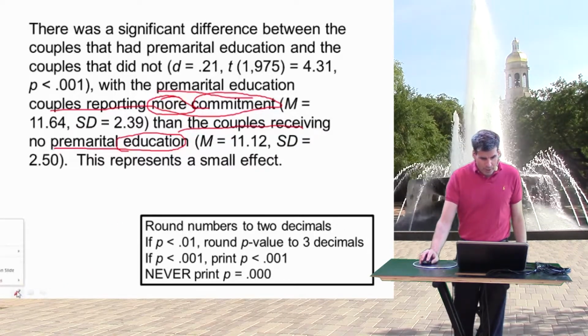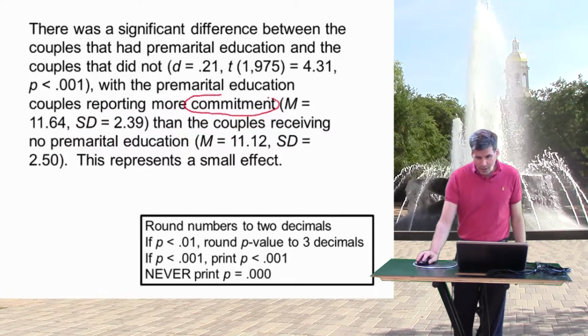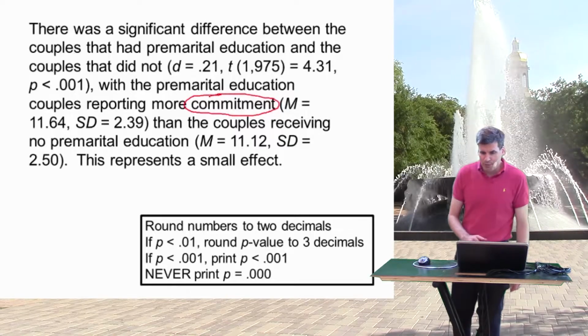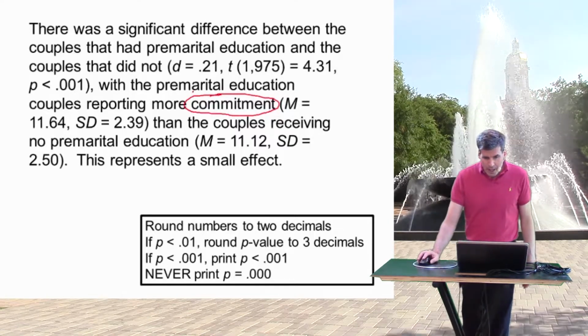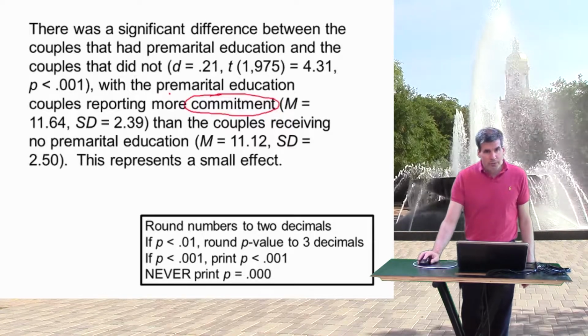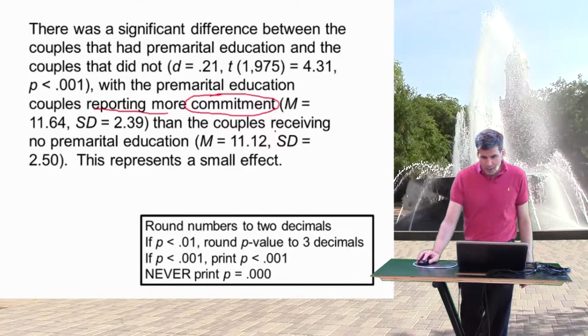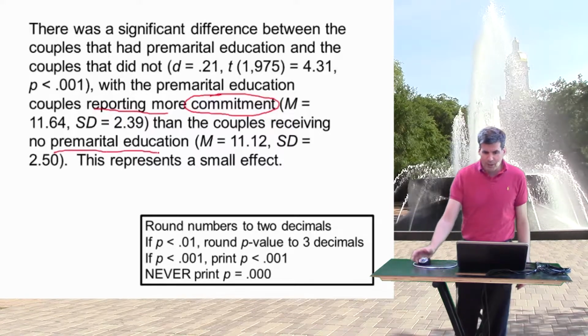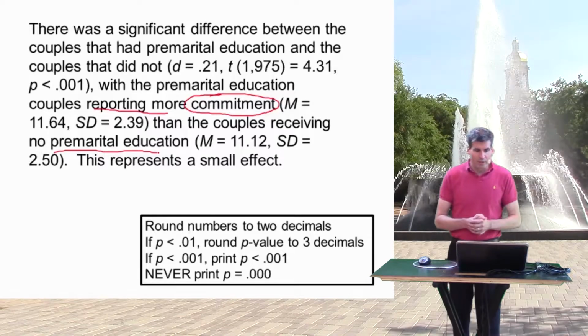So in this phrase, I've clarified the outcome variable. We're looking at the difference between groups in levels of commitment. So I've clarified what that variable is, and I've said which group is higher and which group is lower. The premarital education couples reported more, and the couples receiving no education reported less. Or the couples with education reported more than the couples with no education.